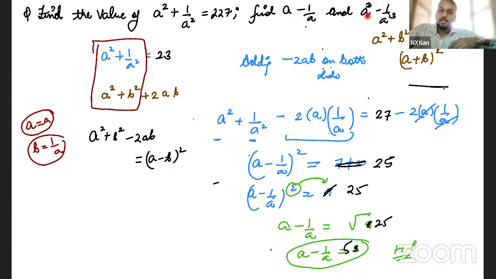Okay. Got the answer, guys? Joshua, you got stuck somewhere else? You got the answer? No, you didn't get it. So first of all, I want to ask, did you get the value of a minus 1 upon a? I have to use the identity. Yeah, minus 2ab on both sides. Then what answer you got?